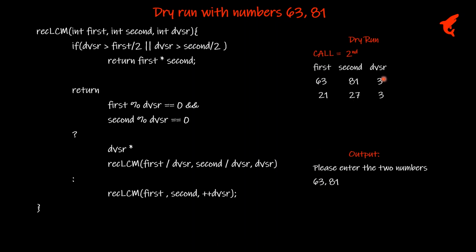Here again, DVSR could divide the values of first and second, 63 and 81. Okay, and therefore the replacement will be done here, right? And this will be multiplied with the DVSR value to get the result of 567. And this is what is returned to this function's previous call, which was call number 1.